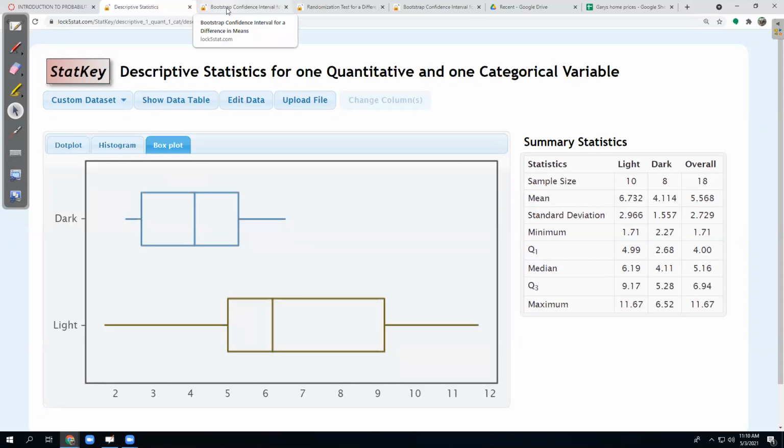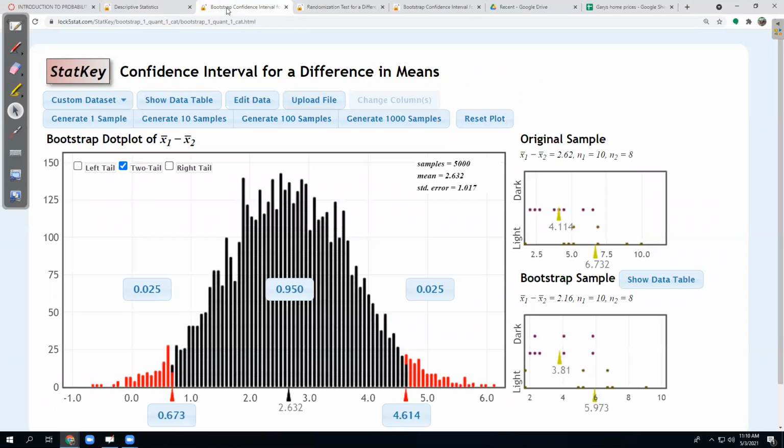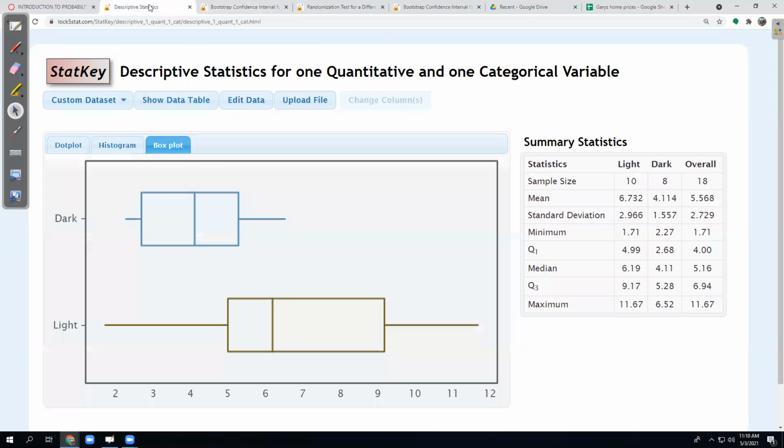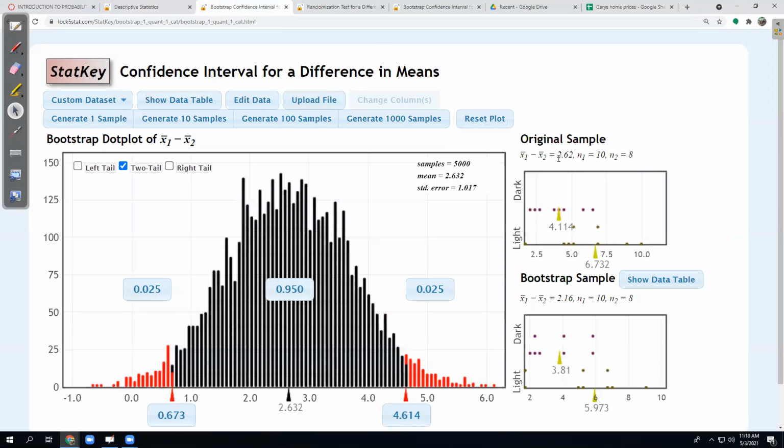So, confidence interval. With the confidence interval, we're looking at the difference in their means. If we take the mean for the light mice and subtract the mean for the dark mice, we get 2 point something. And that's what's being shown here. It's about 2.62 is the difference. So I'm now ready to define my population and parameters and take a look at what this confidence interval tells me, and then we'll look at running a hypothesis test.